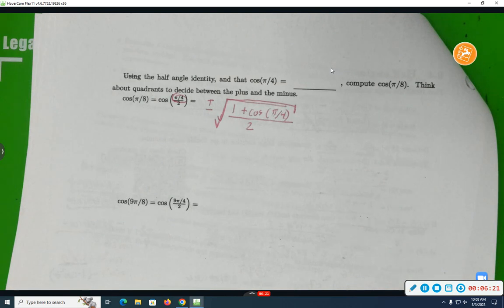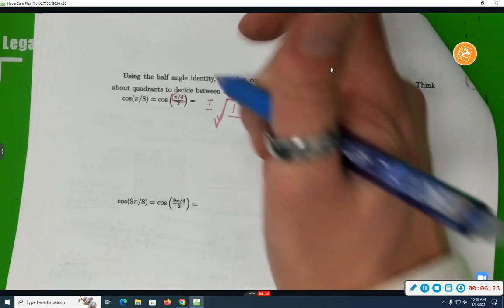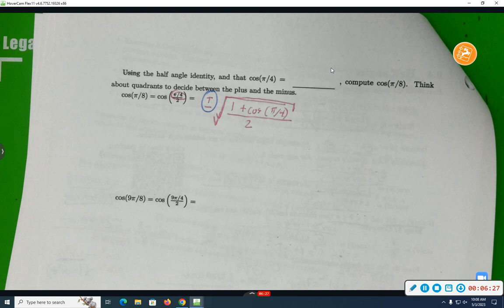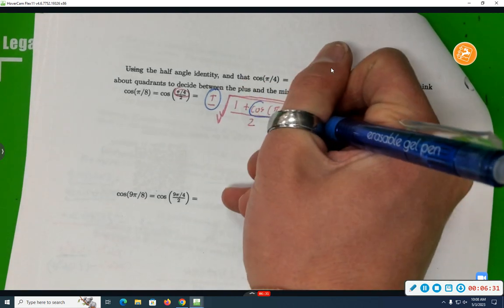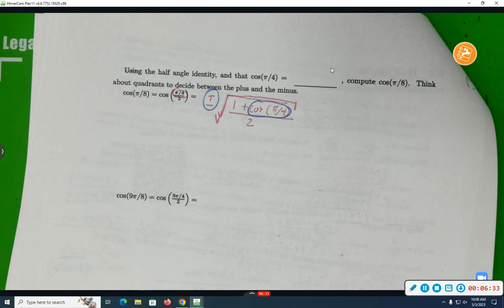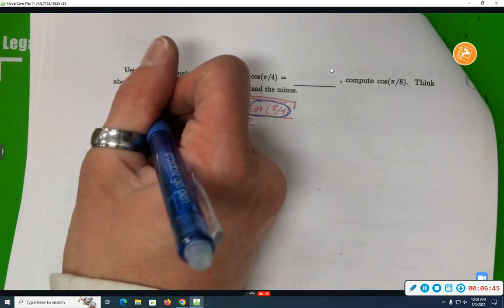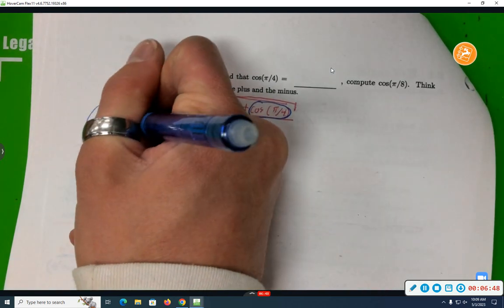All right. So what are the things we need to prioritize? I think we should think about that plus or minus. We know what cosine of pi over 4 is, so we're going to replace that with the thing that we know it's equal to. And then I guess we want to simplify. So first let's deal with the plus or minus. To do that, let's think about pi over 8. What quadrant does pi over 8 sit in?